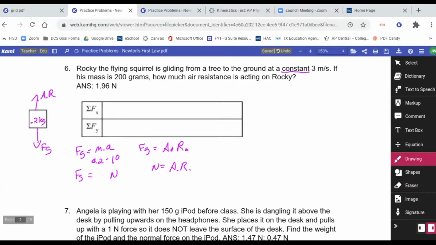0.2 times 10 would be 2. And that's also 2. See, I make mistakes too. I would totally mess up on y'all's test just like y'all do.